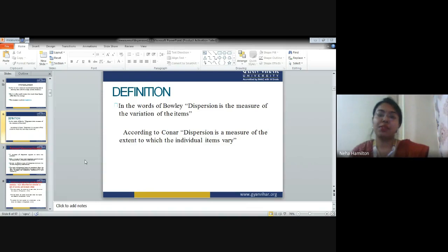Dispersion is the measure of variation of the items, and it is the extent to which individual items vary.